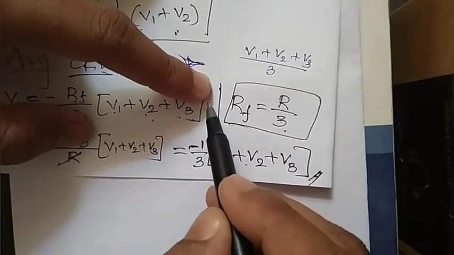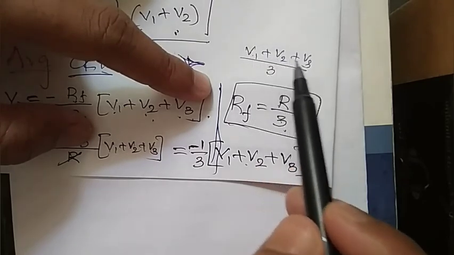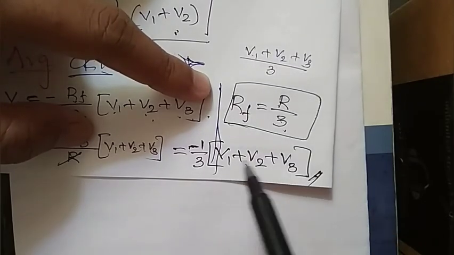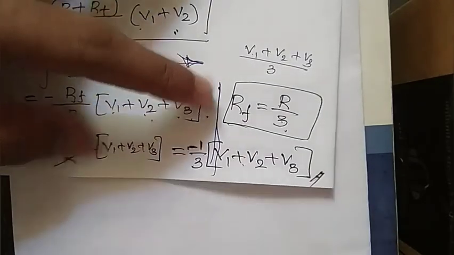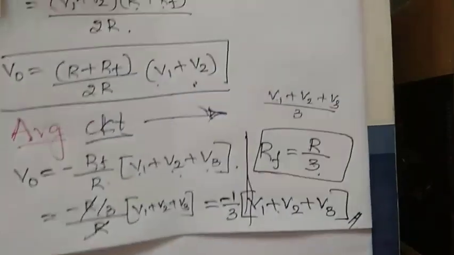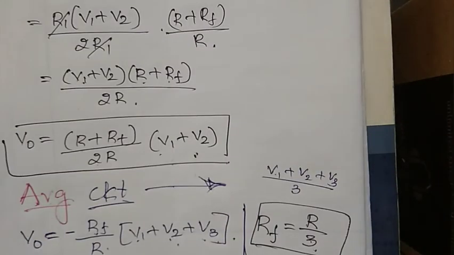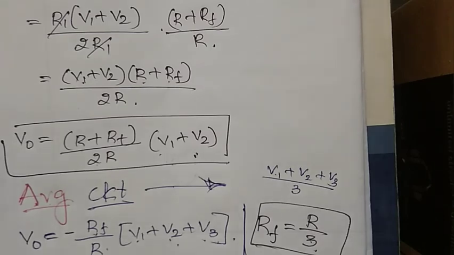Here the minus indicates the inverting one. So V1 plus V2 plus V3 divided by 3. You have to choose the values like that. Then only your circuit becomes an average circuit, adder circuit, subtractor circuit. Okay. In the next topic, we will see the difference amplifier or subtraction circuit, and also we will move to the DC amplifiers. Okay. Thank you.